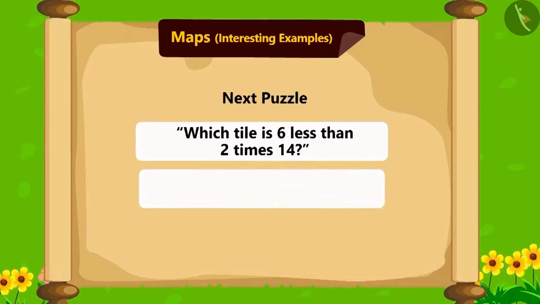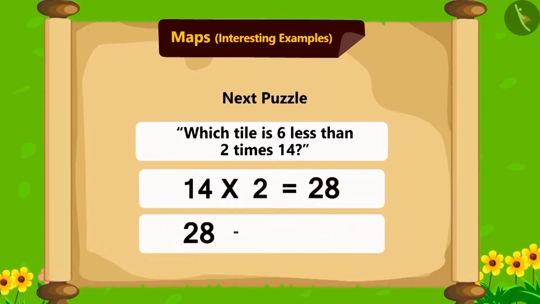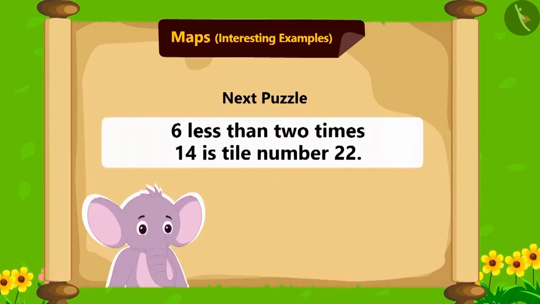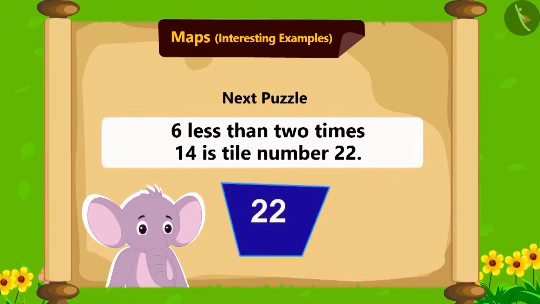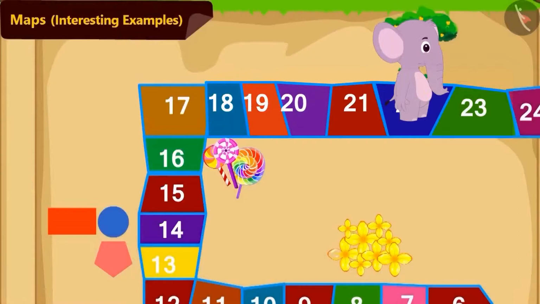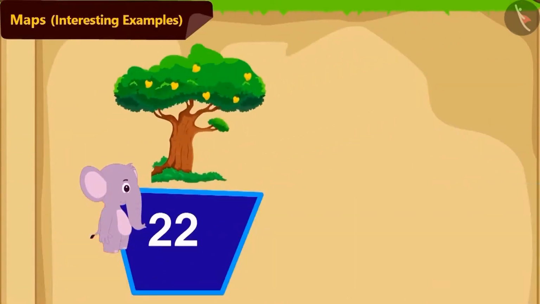If we multiply 14 with 2, what will we get? 28. Now, subtracting 6 from 28 is 22. Got Appu's answer. 6 less than 2 times 14 is tile number 22. With the help of you, Appu has quickly moved to tile number 22.